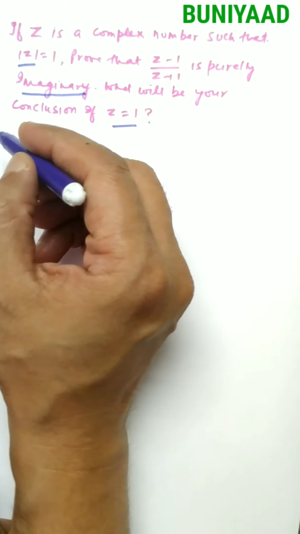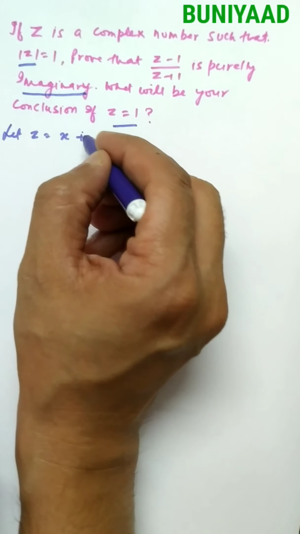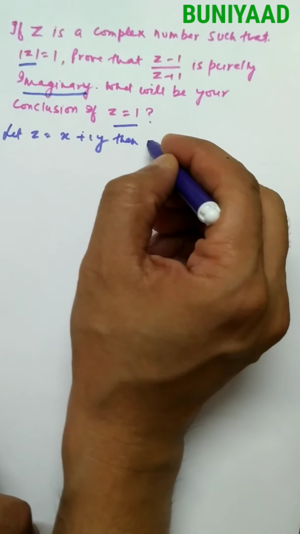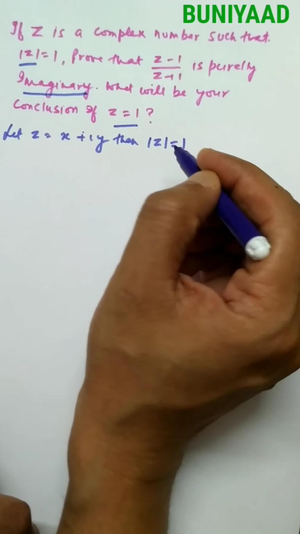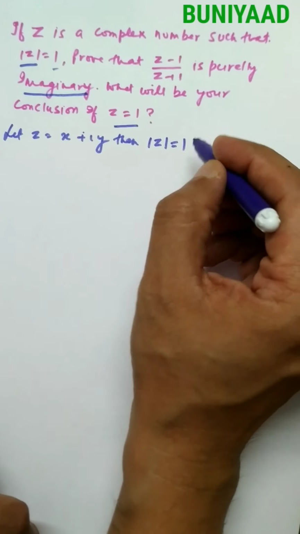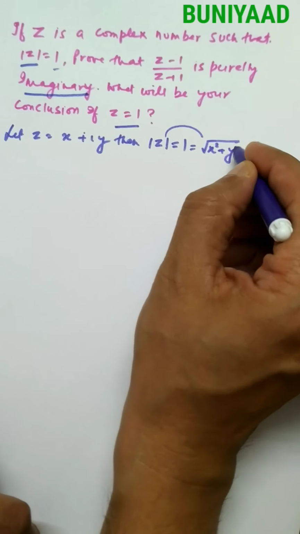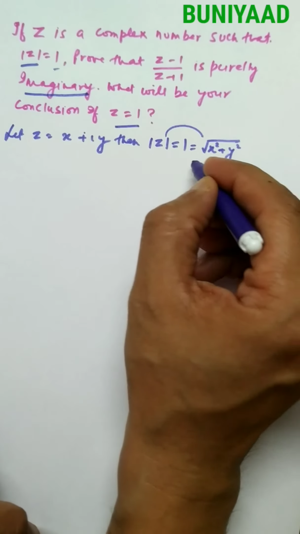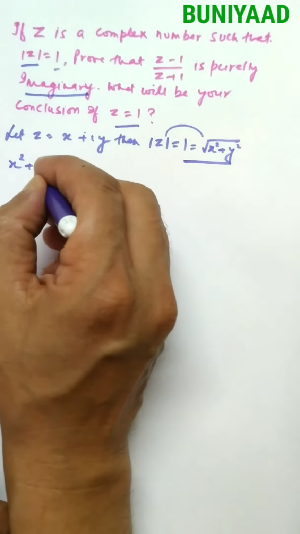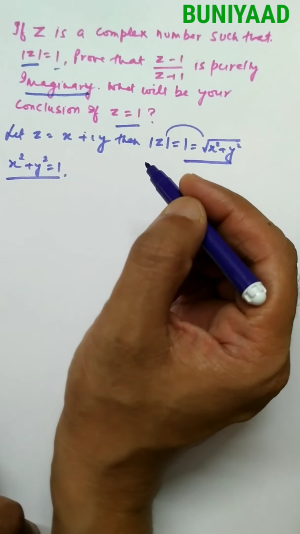So z is a complex number. Let z be expressed like this: z equals to x plus iota y. Then what is given? Mod of z is 1. This is given to you. Now how to get modulus? Modulus of z is under root of x square plus y square, right? So now squaring both sides, we will get x square plus y square equals to 1. So you got a value of x square plus y square.